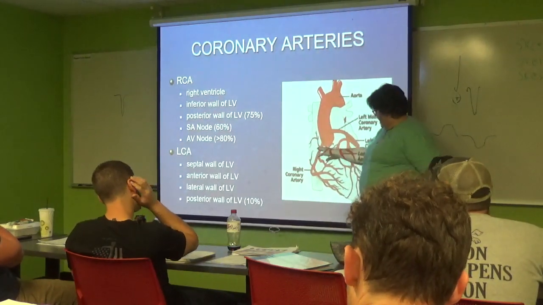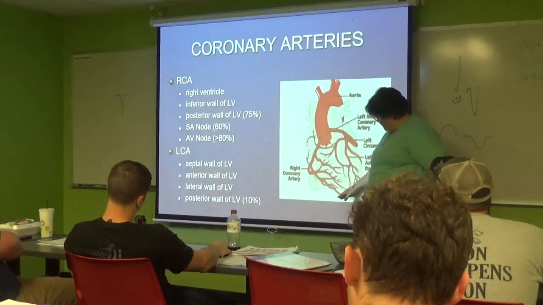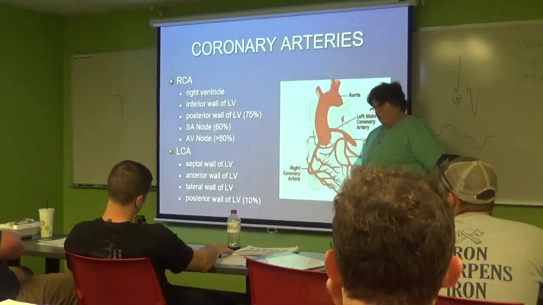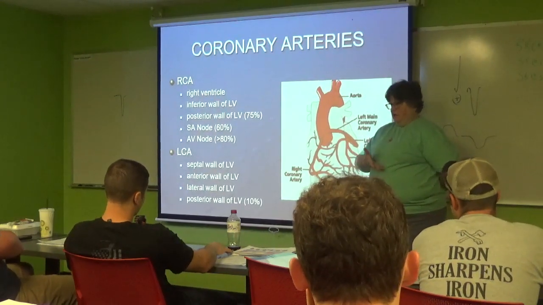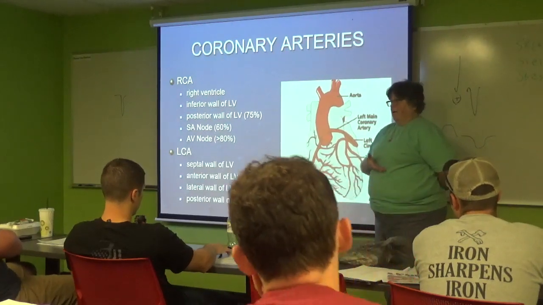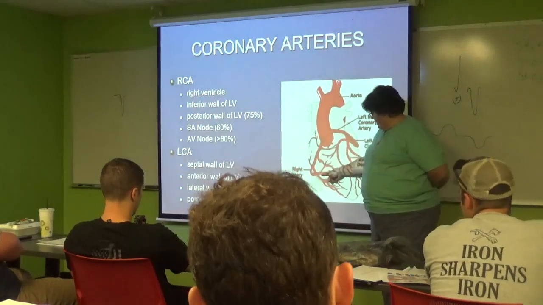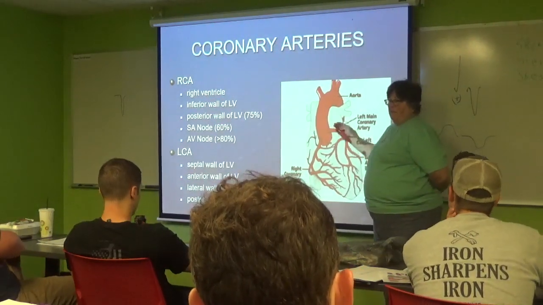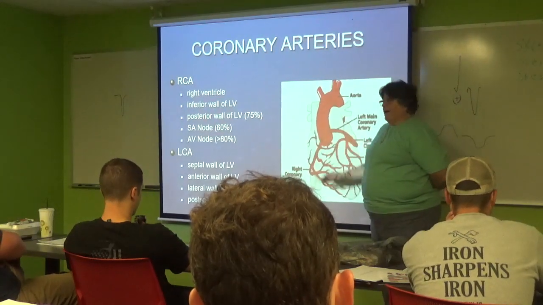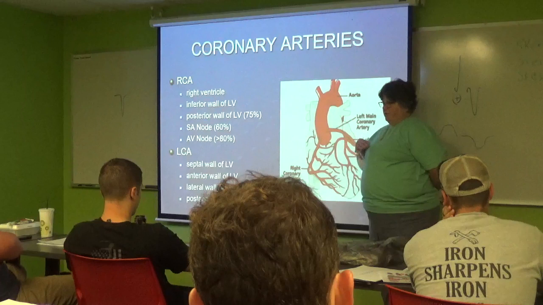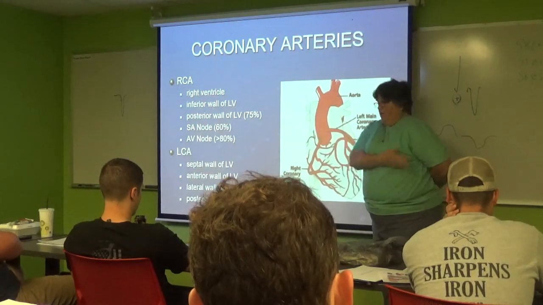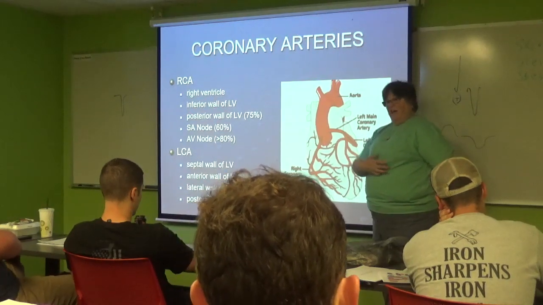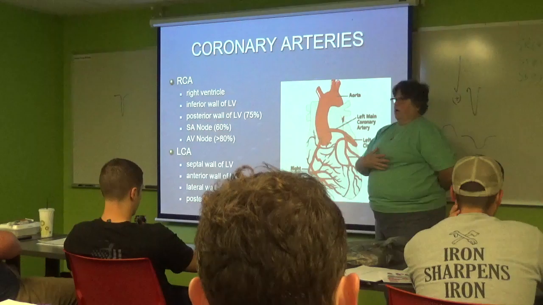If I block the RCA, all of my infarction is going to be downstream of the RCA. What kind of an MI is that? It's going to be an inferior MI, because the RCA feeds the right side of the heart and the inferior wall, and in 60% of the people it feeds the back of the wall as well. So if I ding my RCA, generally the RCA comes around like this and underneath and around the back. So these people will have ischemia occurring down here. This is the inferior portion of the heart.